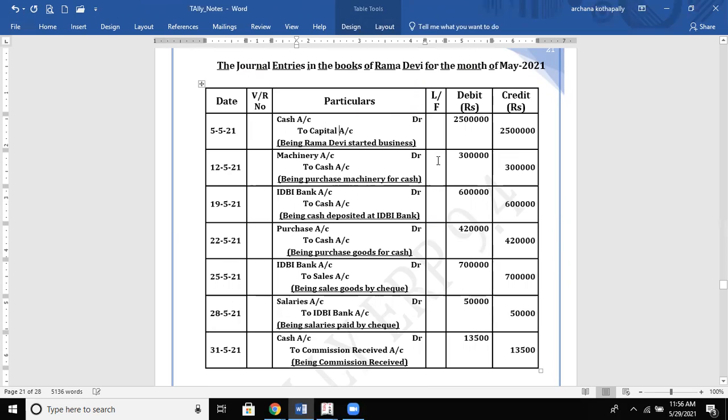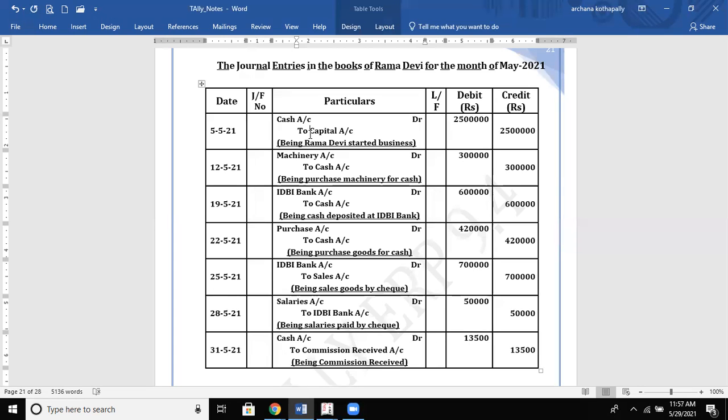Here we can see, you're going to maintain the journal entries in this format, where the first column is your date, then the folio number, nothing but the ledger folio number. You can make it a JF number, journal folio number, then particulars, then debit, credit. Now here you're going to maintain the entry. So first is cash account to capital account. If you want to summarize this, yes, we can say Rama Devi started a business by investing rupees 25 lakh cash into the business.